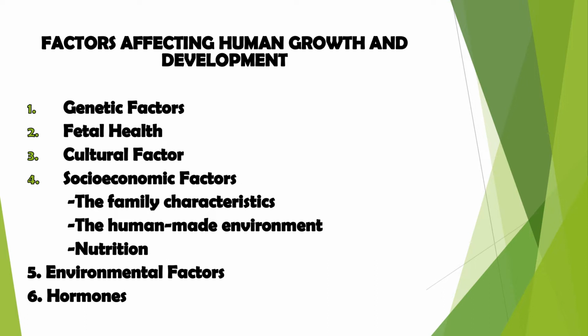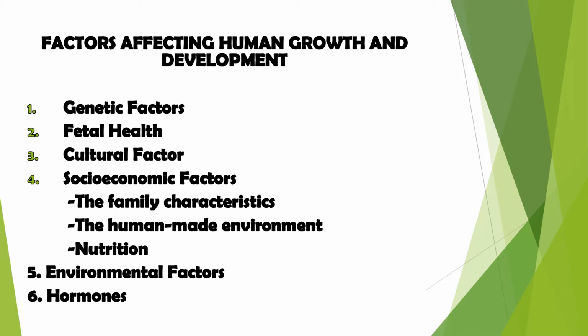So there are some important factors affecting human growth and development. Number one is genetic factors. Genetic factors play a primary role in growth and development. Genetics influences the speed and way in which humans develop. Genes can act in an additive way or sometimes conflict with one another. For example, a child with one tall parent and one short parent may end up between the two of them at average height.